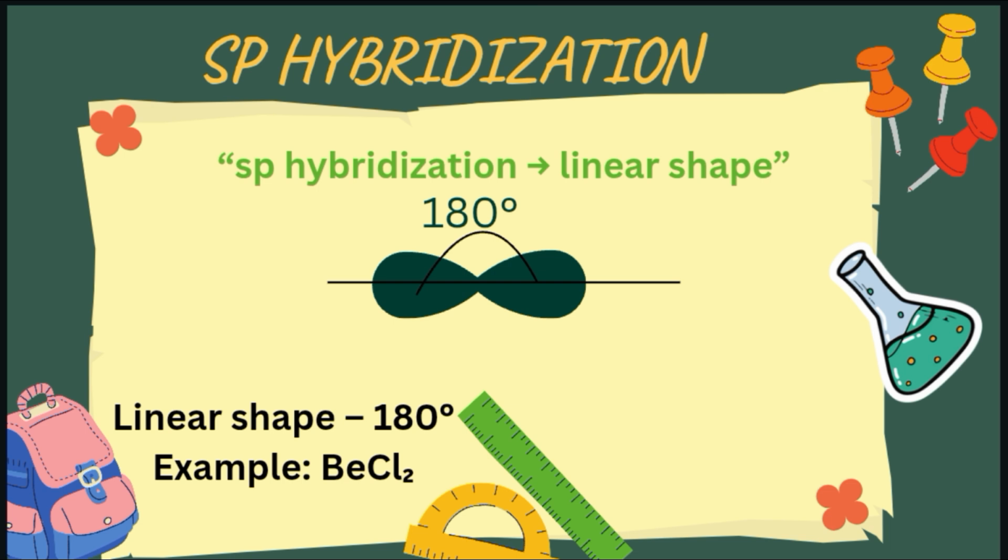Let's understand sp hybridization. Here, one s orbital and one p orbital mix together. They form two sp hybrid orbitals. These orbitals arrange themselves in a straight line, making an angle of 180 degrees. A common example is BeCl2. So remember, sp hybridization gives a linear shape.